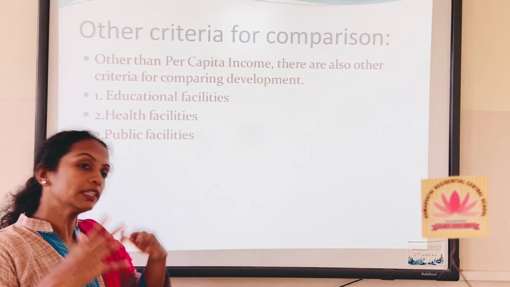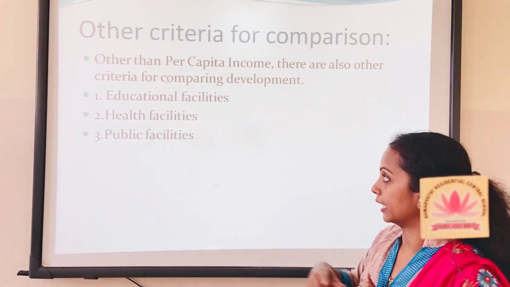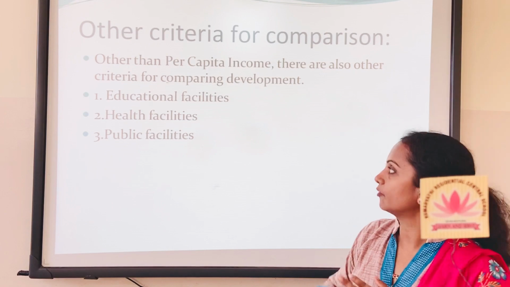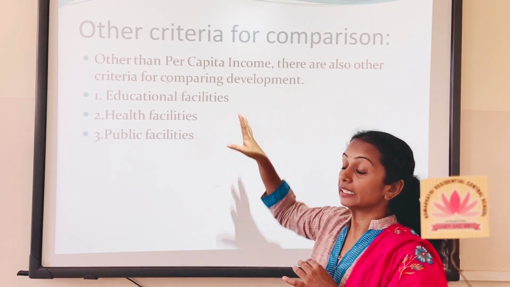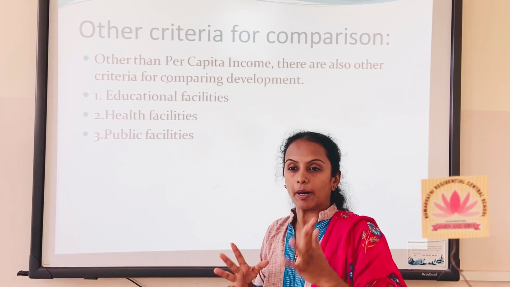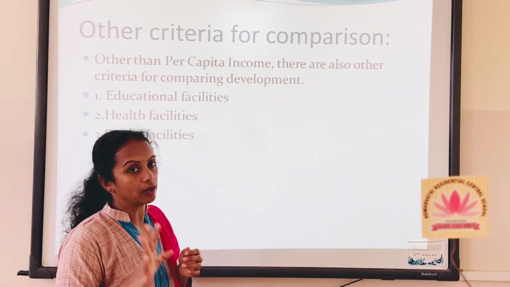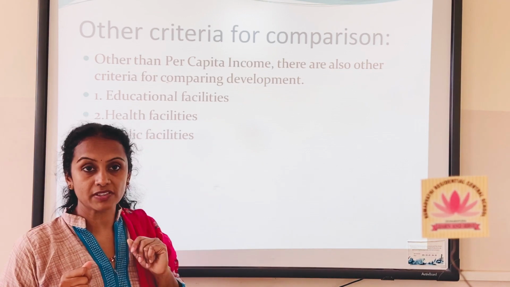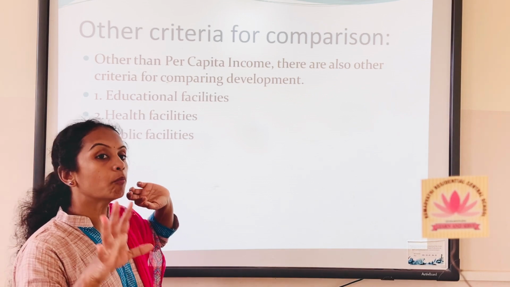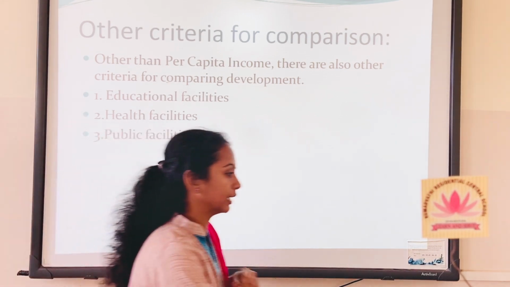Then, what are the other criteria for comparing the nation's development? Other than the national income and per capita income, we have one more criterion, that is public facilities. We are going to consider whether public facilities are provided in the country in the proper manner or not. What are the public facilities? Mainly, we are concentrating more on education, health and the other facilities. Next.